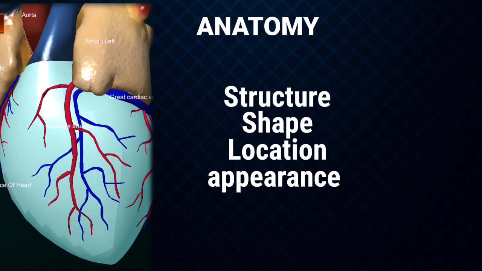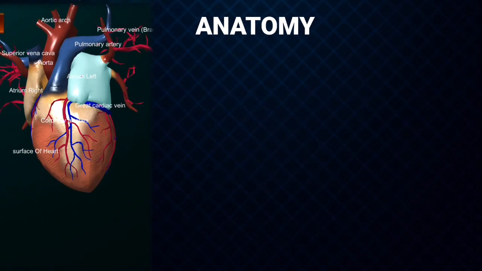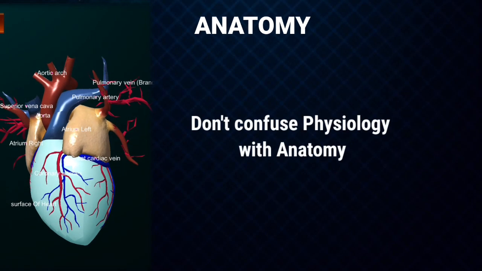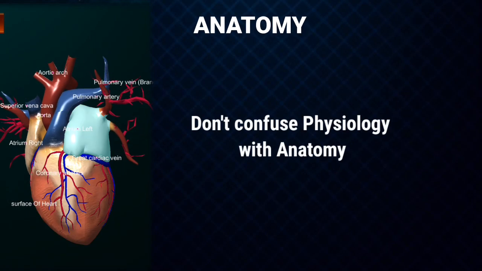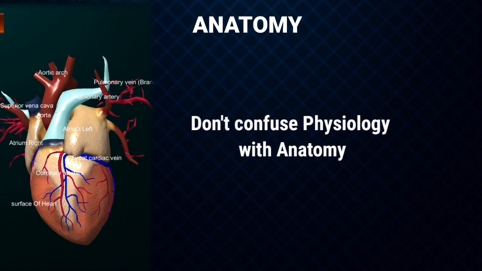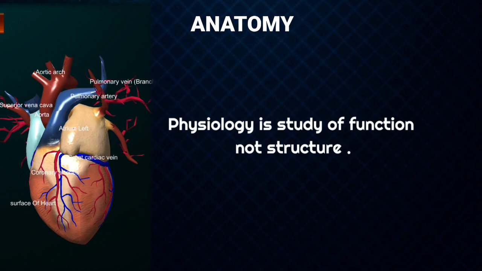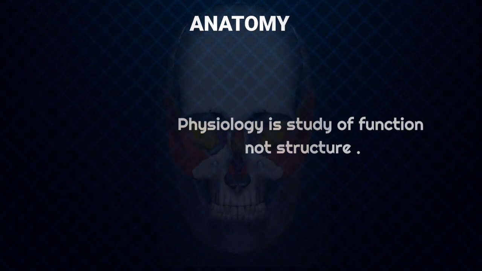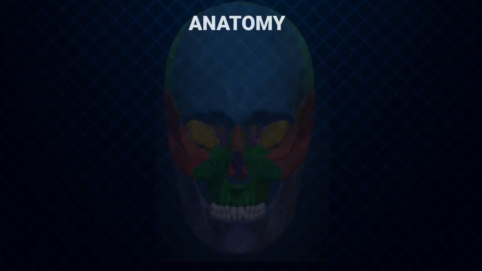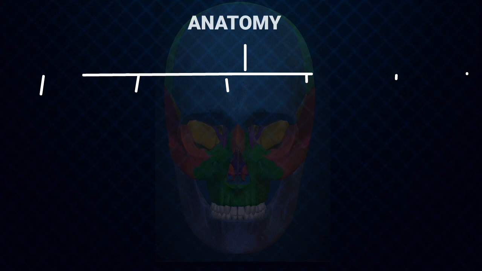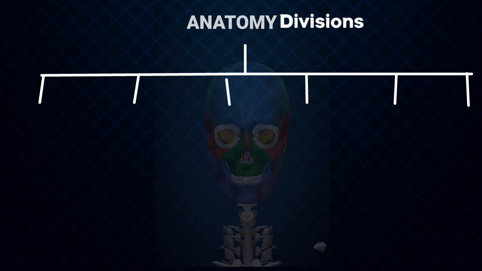But on the other hand, when you start to study the function of these body parts, this is not called anatomy. It is called physiology. So, anatomy for the structure and physiology for the function. There are many subdivisions of anatomy. Following are some of the main divisions of anatomy.